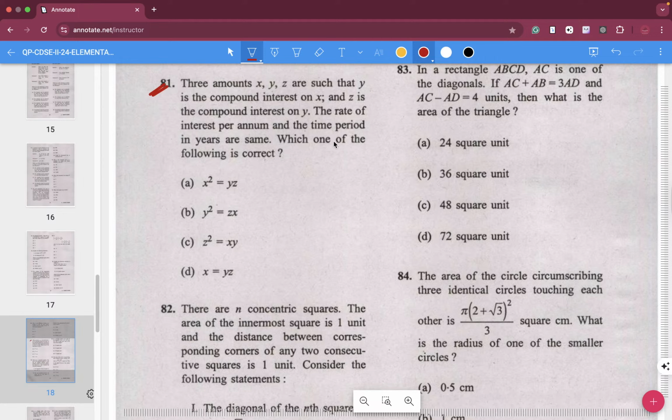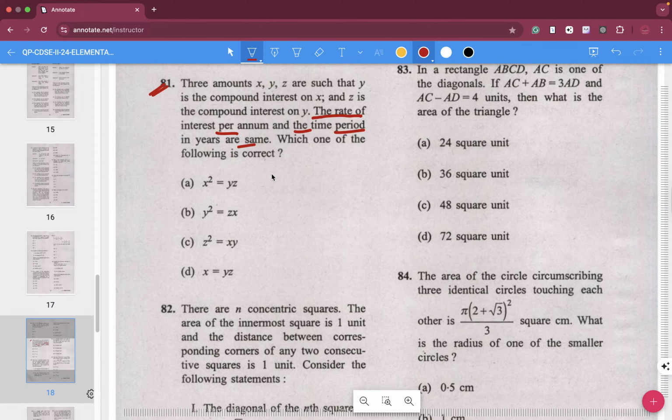and z is the compound interest on y. The rate of interest, this point is very important, the rate of interest per annum and the time period in years are the same. Which one of the following is or are correct?